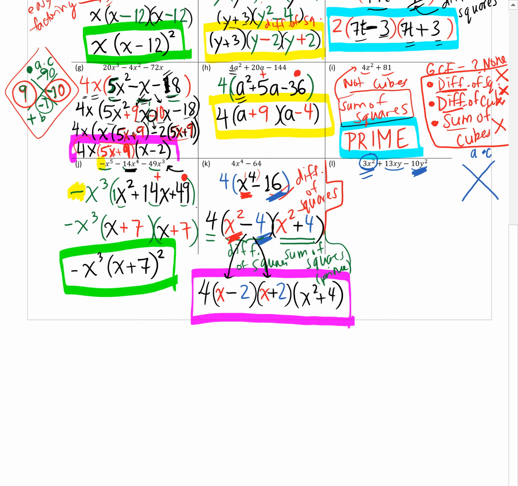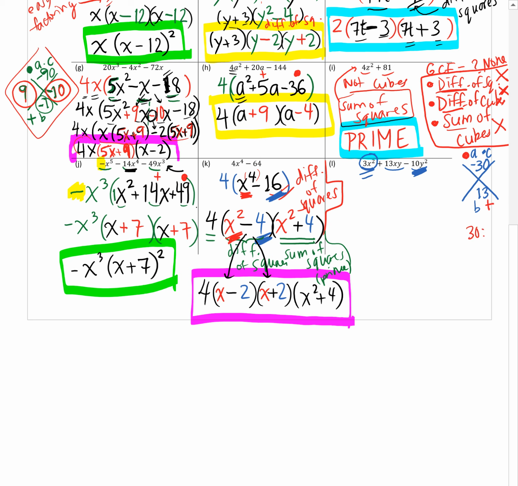So I'm multiplying 3 times negative 10, that's negative 30. And then I just carry down b. b is the middle term, 13. So I need to find 2 numbers that have a product of negative 30 and a sum of 13.